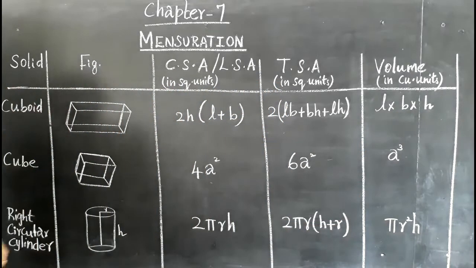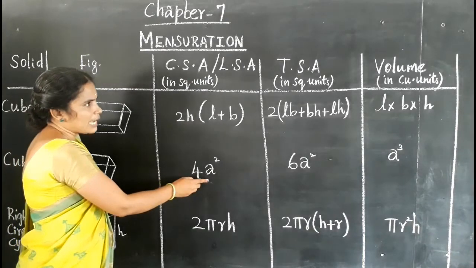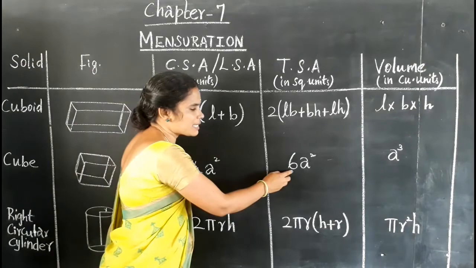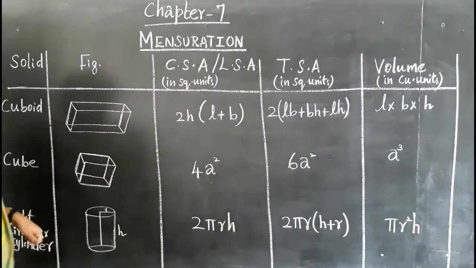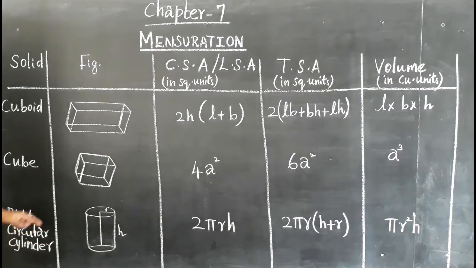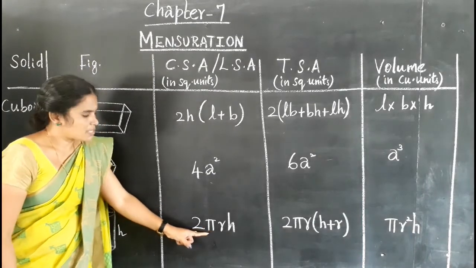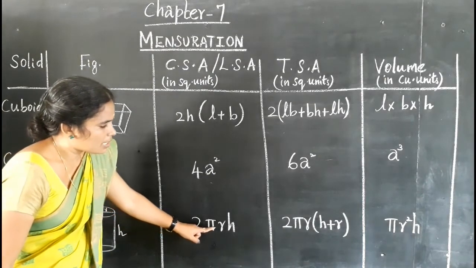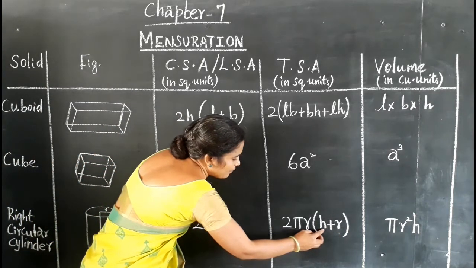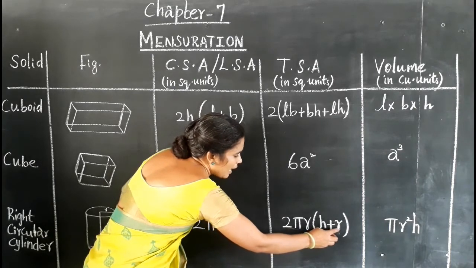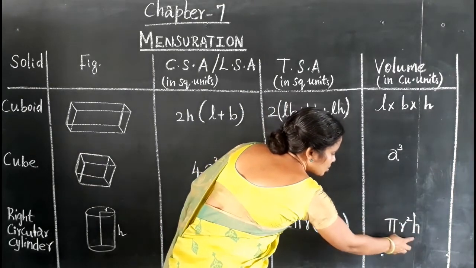And the next solid is the cube. CSA of a cube is 4a², TSA of a cube is 6a², and volume of a cube is a³. Okay, and the next solid figure is a right circular cylinder. CSA of a right circular cylinder is 2πrh, and TSA is 2πr(h + r). Within the bracket you have to add height and r. And volume of a right circular cylinder is πr²h.